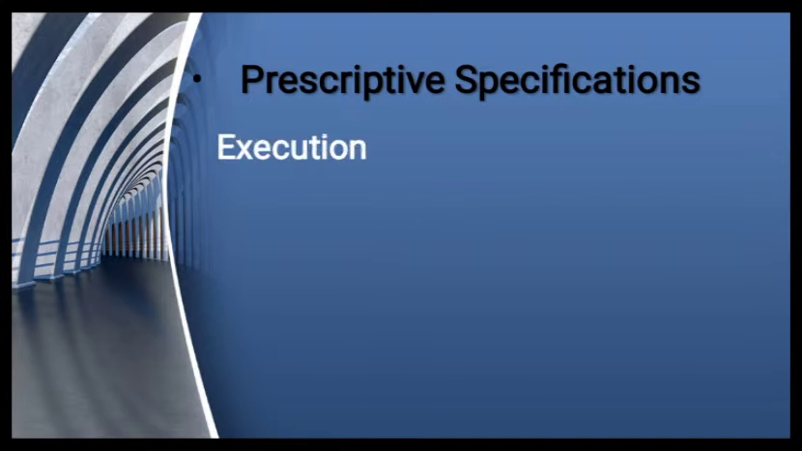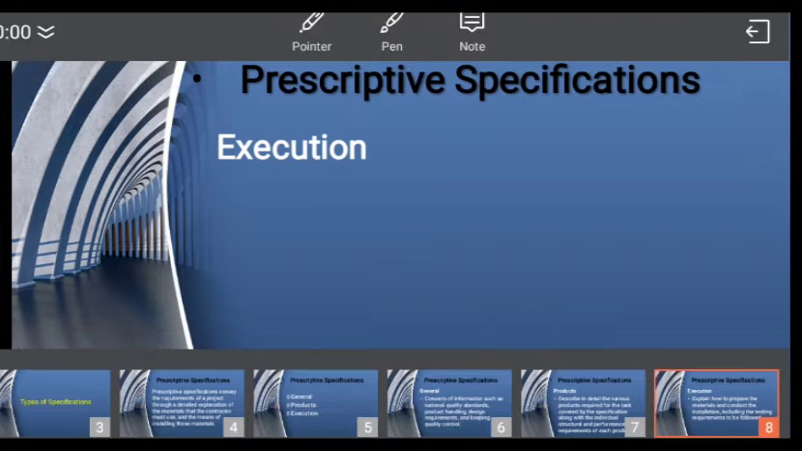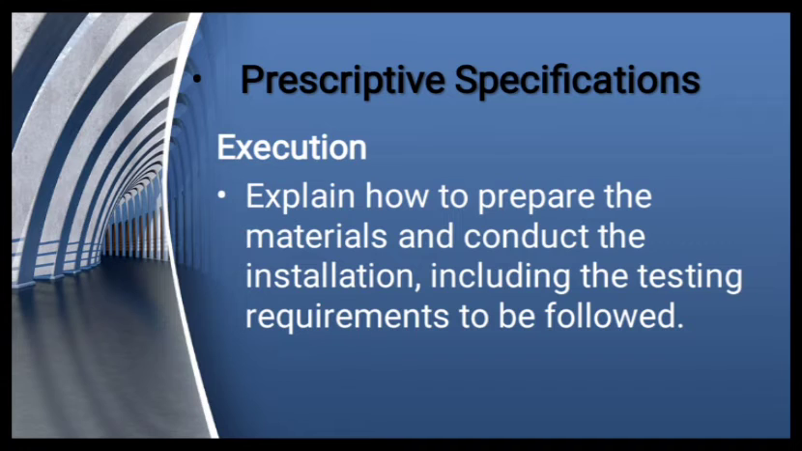For the execution, this section explains how to prepare the materials and conduct the installation, including the testing requirements to be followed. So in this type of spec or specification, architects or engineers have more control over the project design than the contractor.